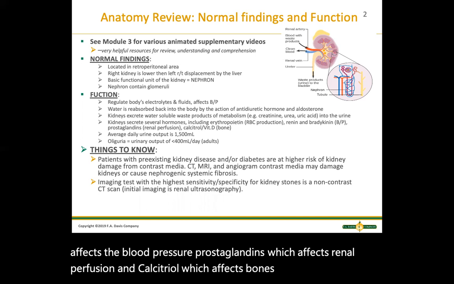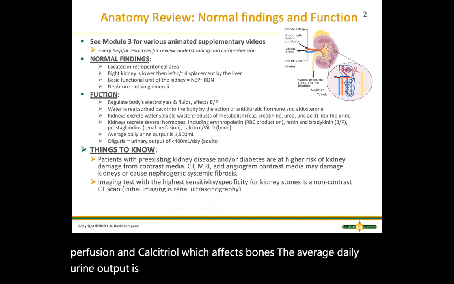The average daily urine output is 1,500 mLs, and of course, oliguria is defined as urinary output of less than 400.